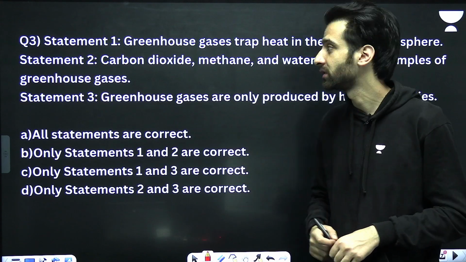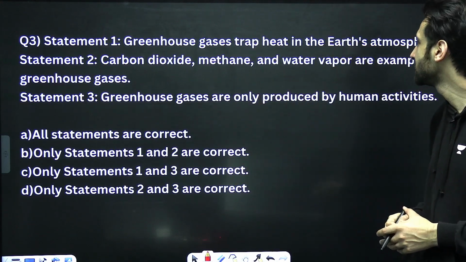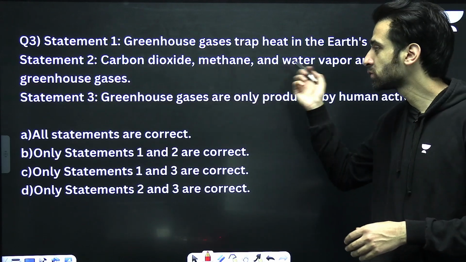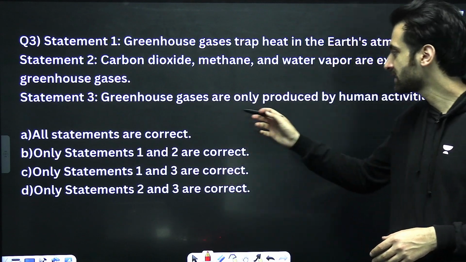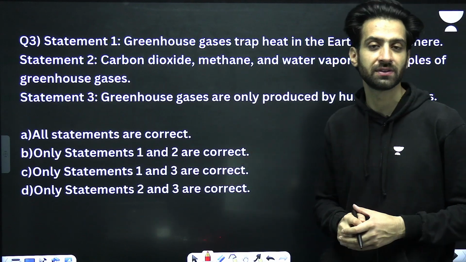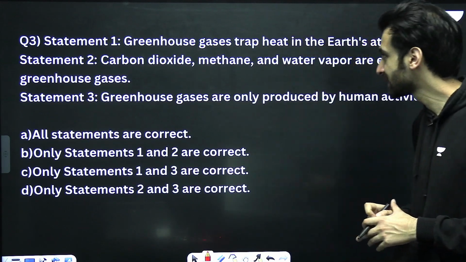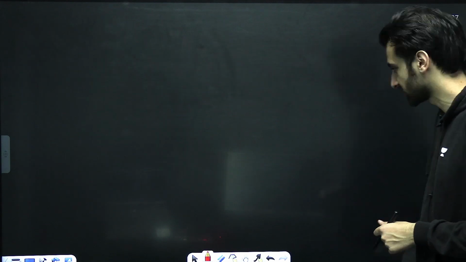Then coming to third question, greenhouse gases trap heat in the earth's atmosphere. That is first statement. Okay, then these are the examples of greenhouse gases, and greenhouse gases are only produced by human activities. Which of the following is correct? Again, we will have to look at what exactly is greenhouse gas and how it works.